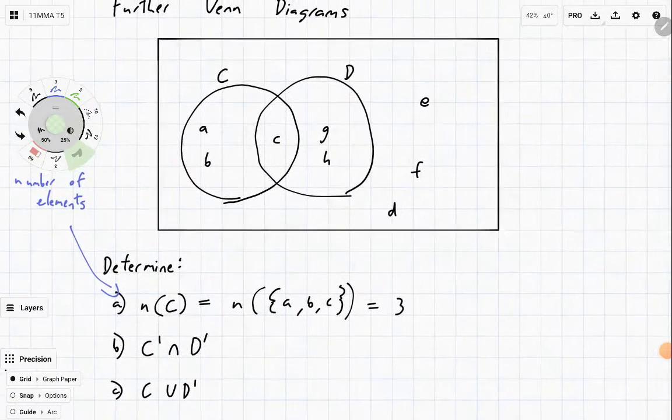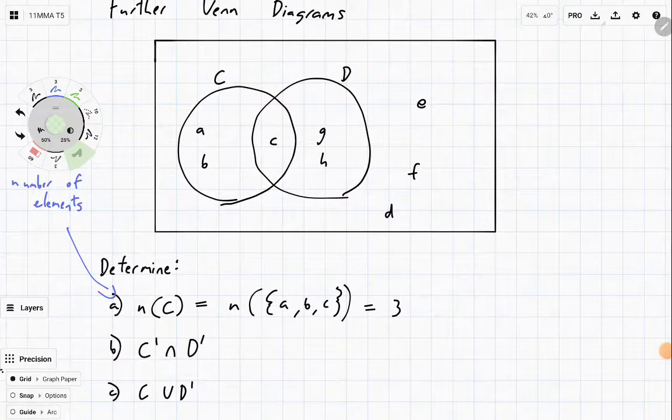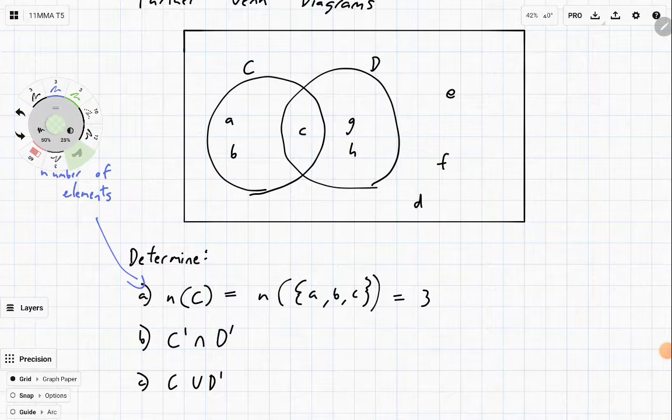Let's have a look at the next one. The next one is the intersection, N, of C dash and D dash, which means not C and not D. So there's 2 ways we can do this. The visual way we can do this is, well, let's first of all highlight not C. So not C would be this area right here, which includes the elements e, f, d, g, and h.